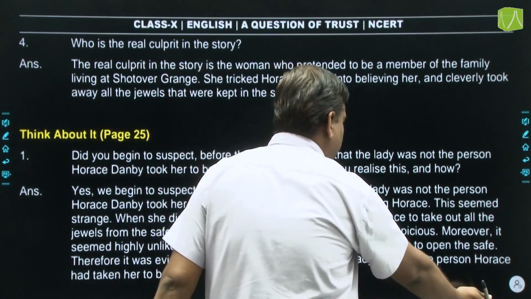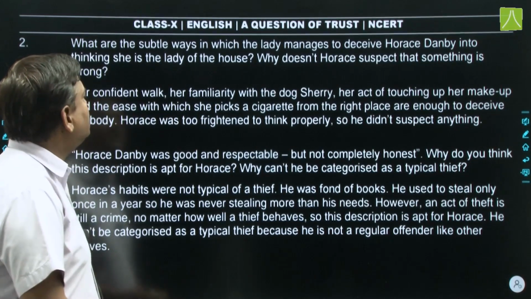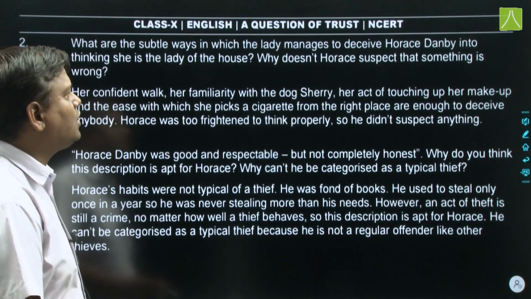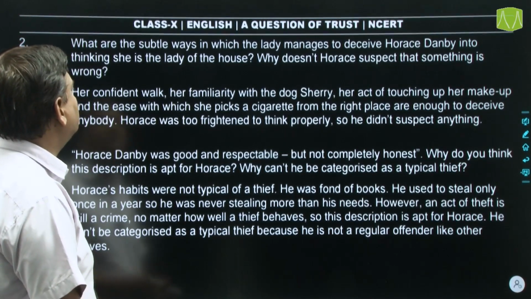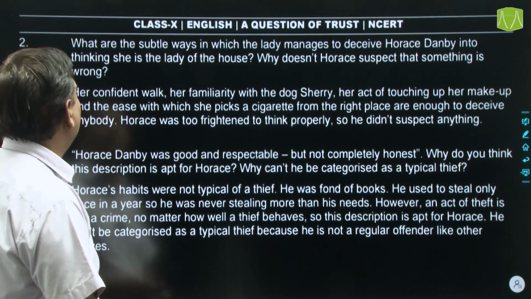So we have given the answer in affirmation. Now question number 2, what are the subtle ways in which the lady manages to deceive Horace Denby into thinking she is the lady of the house? Why doesn't Horace suspect that something is wrong?